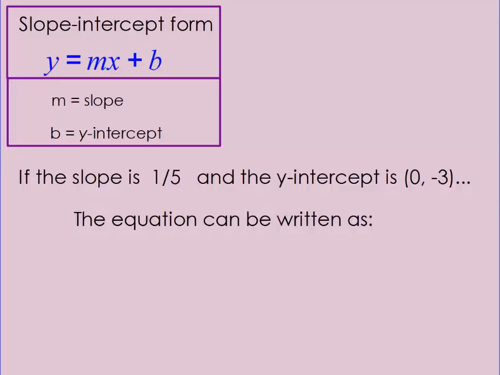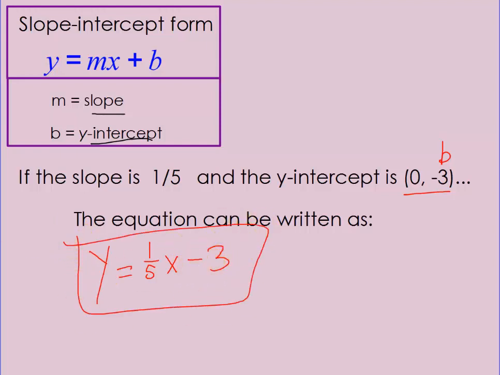All right, slope-intercept form. This is a form of the equation y equals mx plus b. The m is your slope. Your b is your y-intercept. That's where the line will cross the y-axis. So if the slope is 1/5 and the y-intercept is (0, negative 3), the equation of the line is y equals 1/5 x plus negative 3, or minus 3. That's the equation of the line.